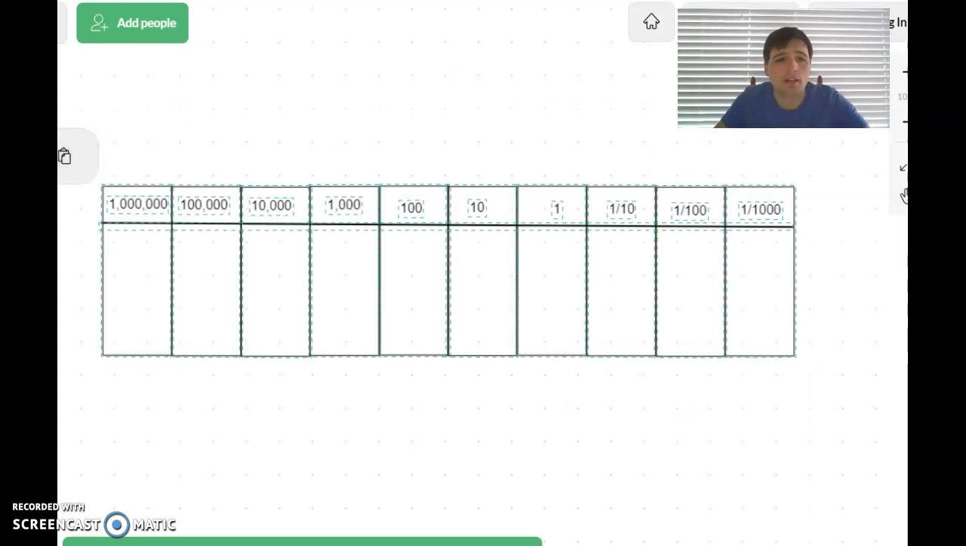So let's try. Your problem will have 782, and we're going to divide it by 10 to the, let's do 10 to the third power. Go ahead and try that one on your own.